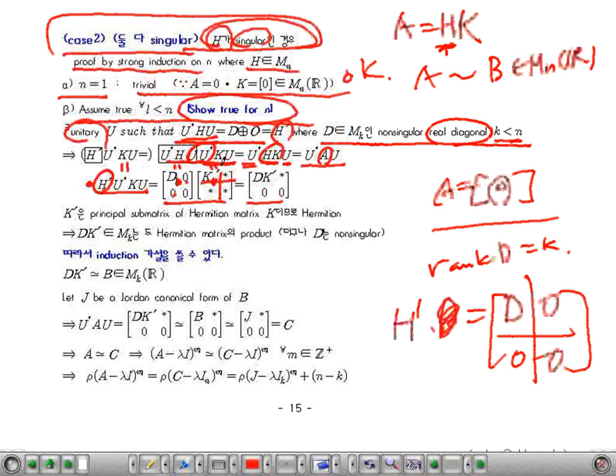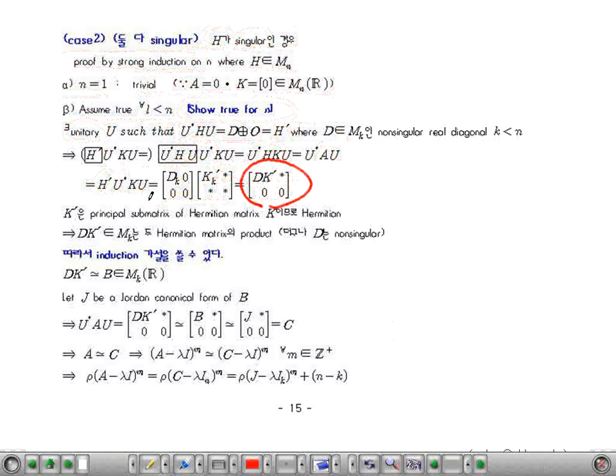K prime is there. Then the product of these two block matrices: DK prime is here, and 0 times K is 0, and 0 times K star is 0, so this is 0. We don't know what the star block is, but this is the block matrix that we have. Now this is this. They are the same.